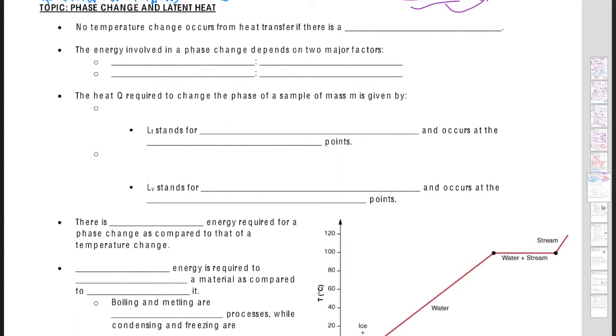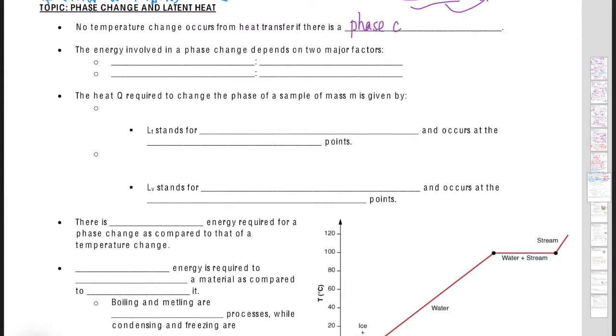Okay, so in the previous video we looked at what happens when we add heat and there's a change in temperature. Now we're going to look at what happens when we add or remove heat, but we're not going to increase or decrease the temperature. We're going to look at that phase change. There is no temperature change occurring when there is a phase change.